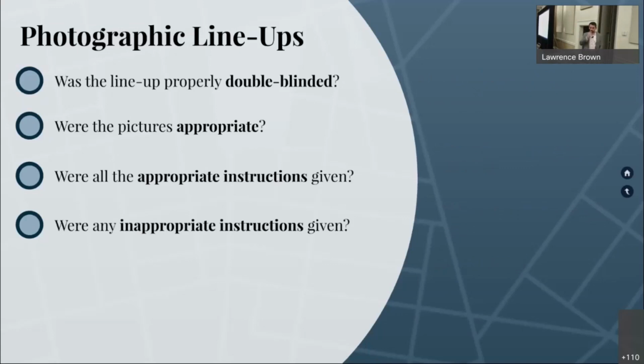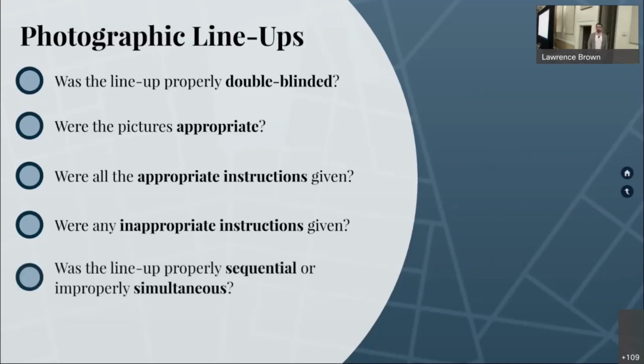So keep an eye on appropriate instructions and inappropriate instructions, and pay attention to whether the lineup was sequential, which is good, or simultaneous, which is the practice for many, many years and is actually bad. A sequential lineup is one person or one picture at a time. First look at this one, then we take it away. Then you get number two, then we take it away, right?